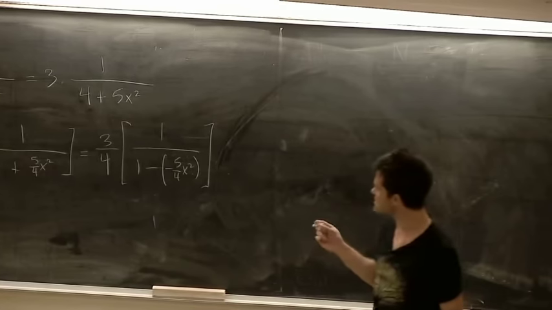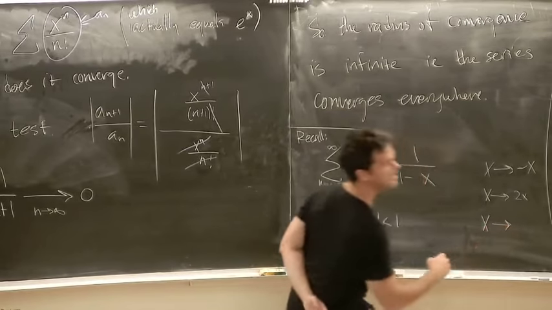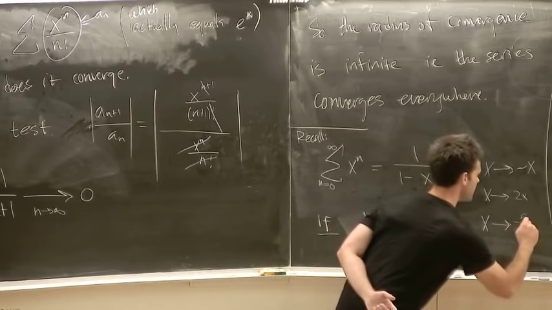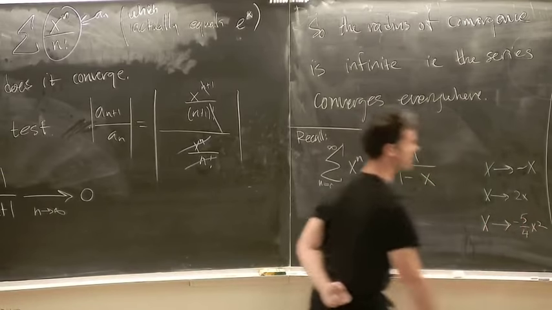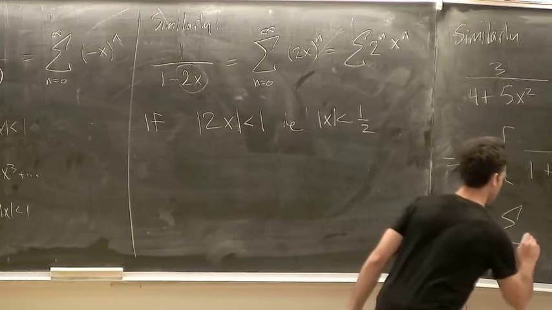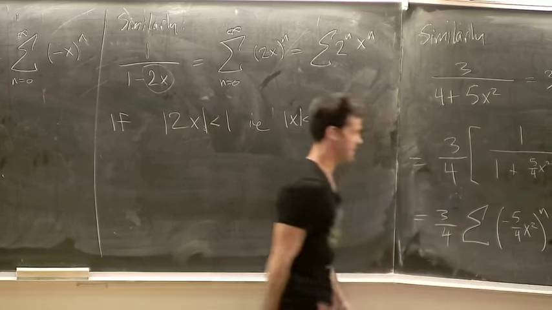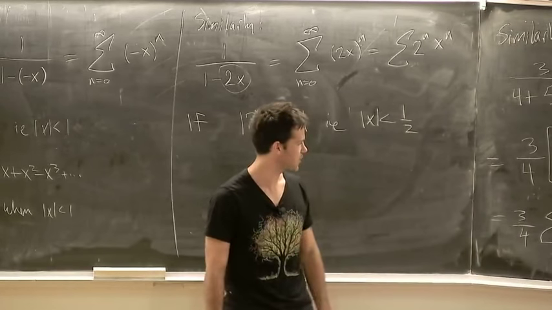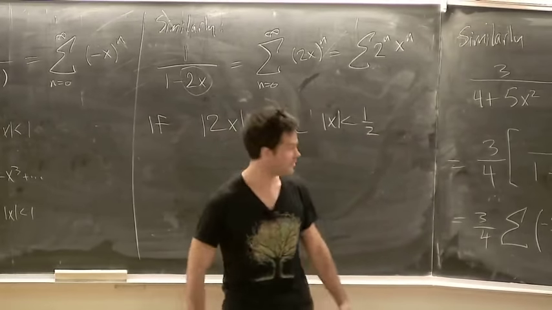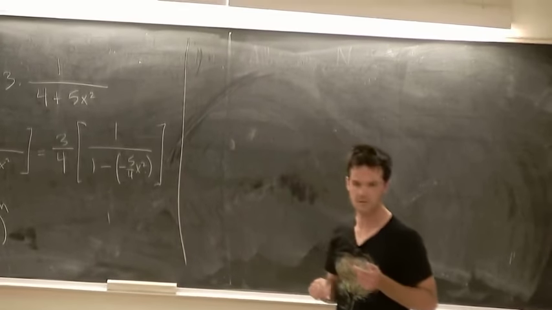And now you can see that this is exactly the form that I would need it to be in, except now I replace x by negative 5/4 x squared. And this should be the same as 3/4 times the sum of negative 5/4 x squared to the n. Which you could simplify a little bit if you wanted, but I'll skip that part for now. Any questions?